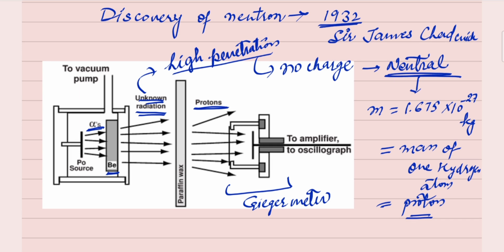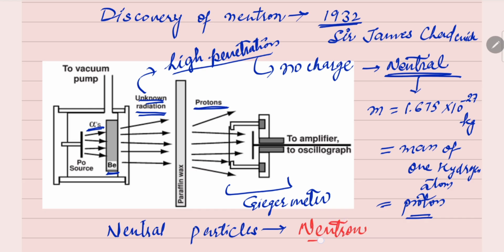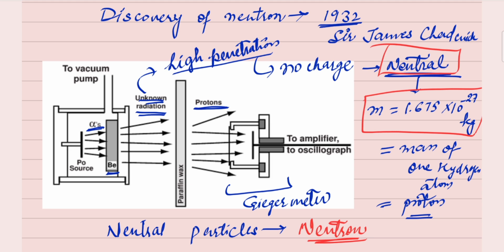These neutral particles have been given the name neutron. These were neutrons. They had a mass of 1.675 × 10^-27 kilogram, and they had no charge on them. They are electrically neutral, they did not have any electrical charge on them. Those are called neutral particles, neutrons.